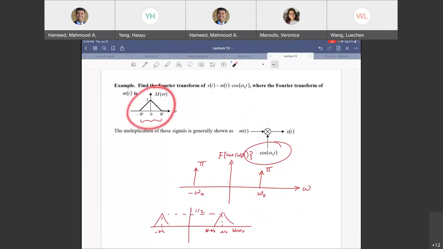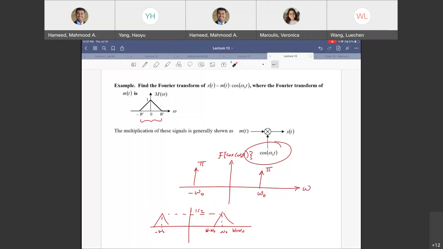Any signal multiplied by a cosine, we have essentially done modulation, amplitude modulation. When you do the amplitude modulation, you take a baseband signal and you move it to the passband, move it up in the frequency domain. Half the energy goes at omega naught, half the energy goes at negative omega naught.